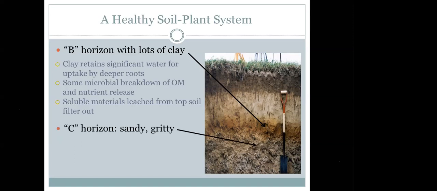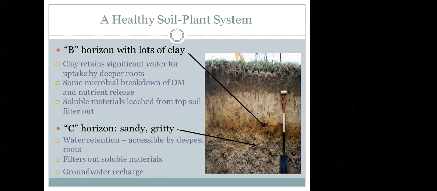And then below that you have your C horizon, which is generally, again, more sandy and gritty than your B horizon, much less clay. But it still provides water retention. Still a significant amount of water can be held in the C horizon, even though it doesn't have the clay content of the B horizon. And this water will be accessible by some of the deepest plant roots. And it still continues to filter out both soluble and, I should say, solid material as well. So it kind of prevents the groundwater from getting polluted. And the water that passes through the C horizon does eventually make its way to the groundwater, so this helps with groundwater recharge.